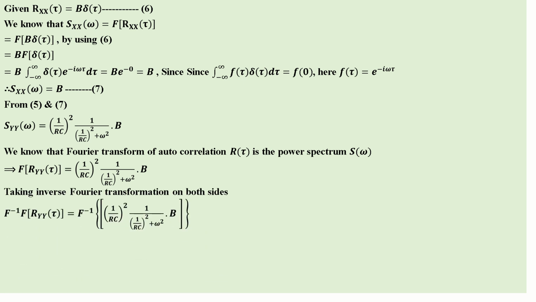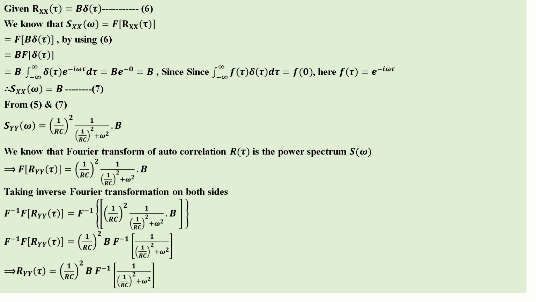Taking the inverse Fourier transform, F inverse of F of Ryy of tau becomes Ryy of tau on the left-hand side. On the right-hand side, F inverse of 1 by RC square into 1 by RC square plus omega square into b. Here b is a constant, 1 by RC square is a constant, take it outside. So b into 1 by RC square, F inverse of 1 by RC square plus omega square on the right-hand side.